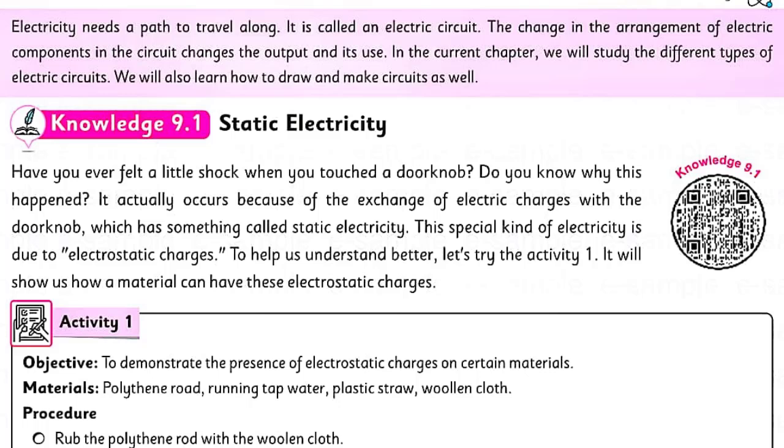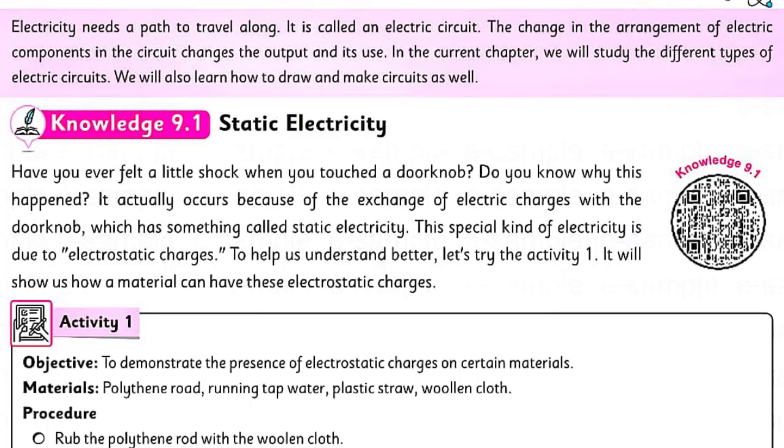Electricity needs a path to travel along. It is called an electric circuit. The change in the arrangement of electric components in the circuit changes the output and its use. In the current chapter, we will study the different types of electric circuits. We will also learn how to draw and make circuits as well.